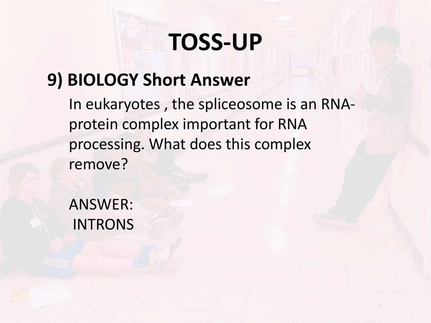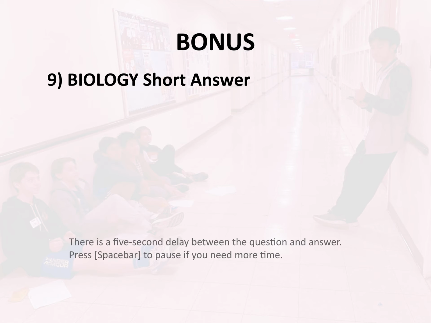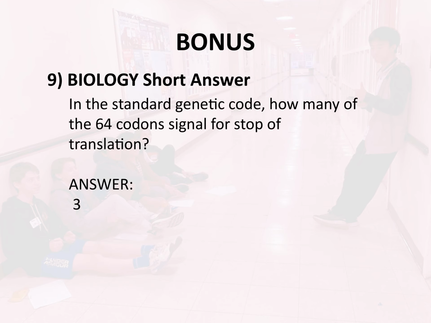Answer: introns. Bonus 9. Biology. Short answer: in the standard genetic code, how many of the 64 codons signal for stop of translation? Answer: 3.